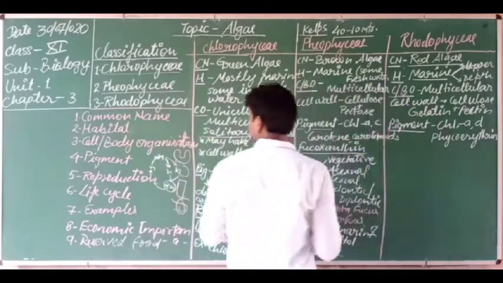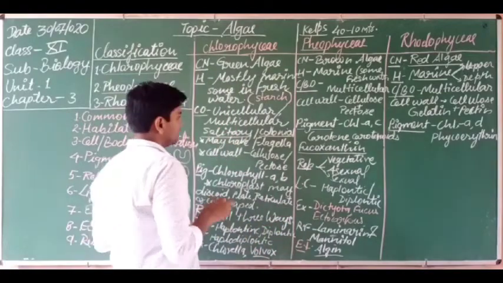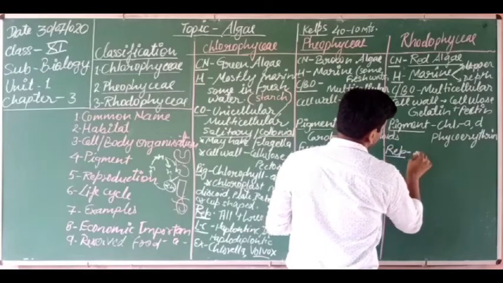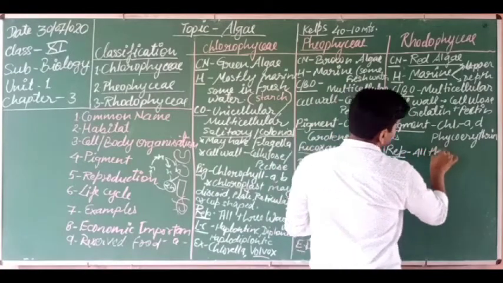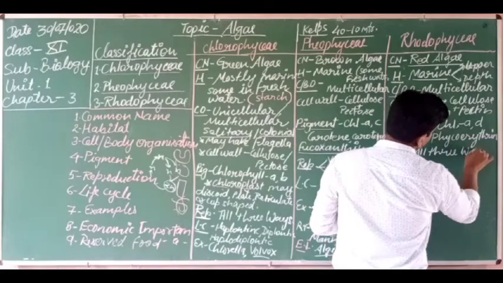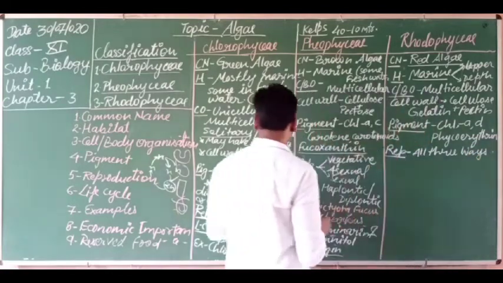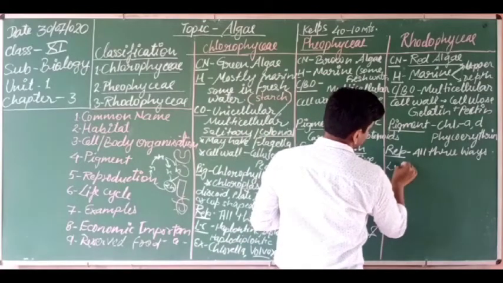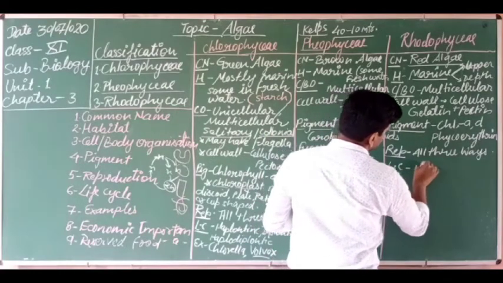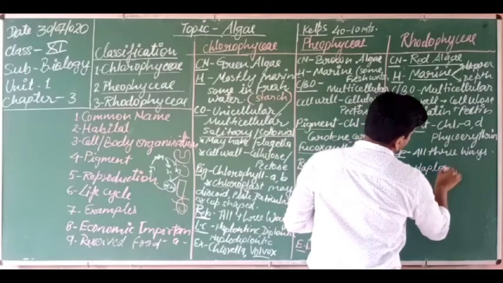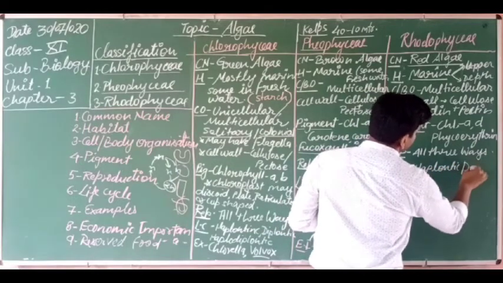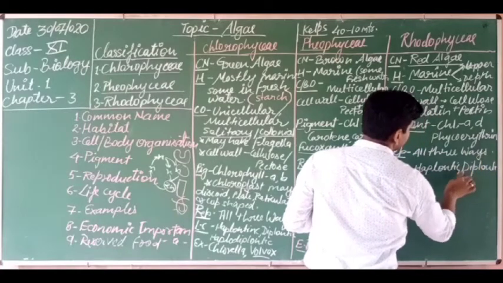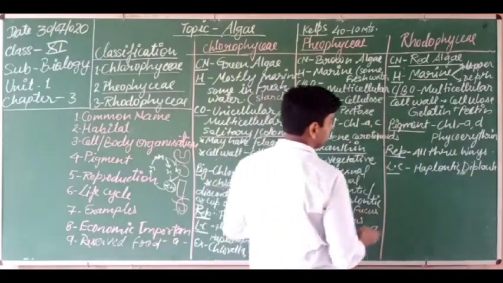Next, let's discuss reproduction. Which type of reproduction? The reproduction method is all three ways. Next, dear students, life cycle. Haplontic and diplontic life cycles are found.